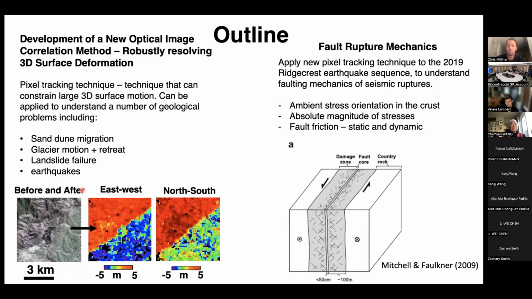So the second part of the talk, which is what I'll mostly focus on, is how we've applied this new approach to try and measure the stress orientations, the absolute magnitude of stresses, and the fault friction that occurred during the 2019 Ridgecrest earthquake sequence.